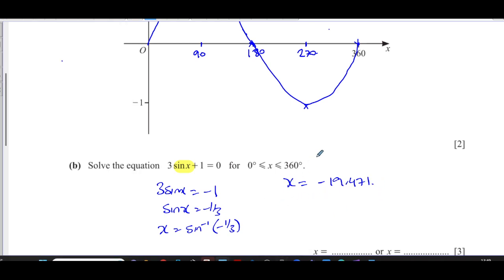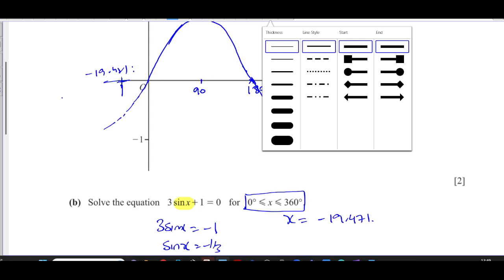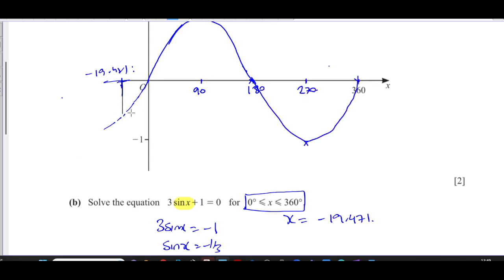Now, that answer is actually not within our range. Negative 19.471 is somewhere over here, on the negative side. So if you were to continue the curve, this would give you a solution somewhere down here. So what we have to understand is this is not one of our solutions.